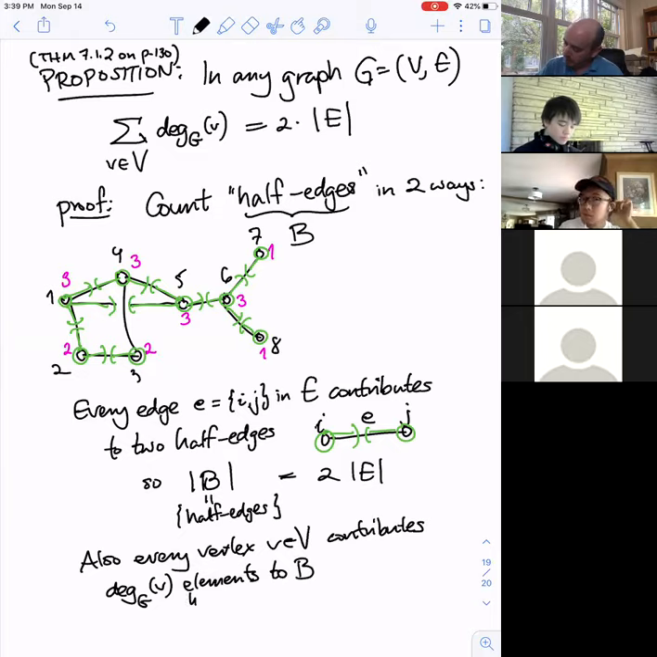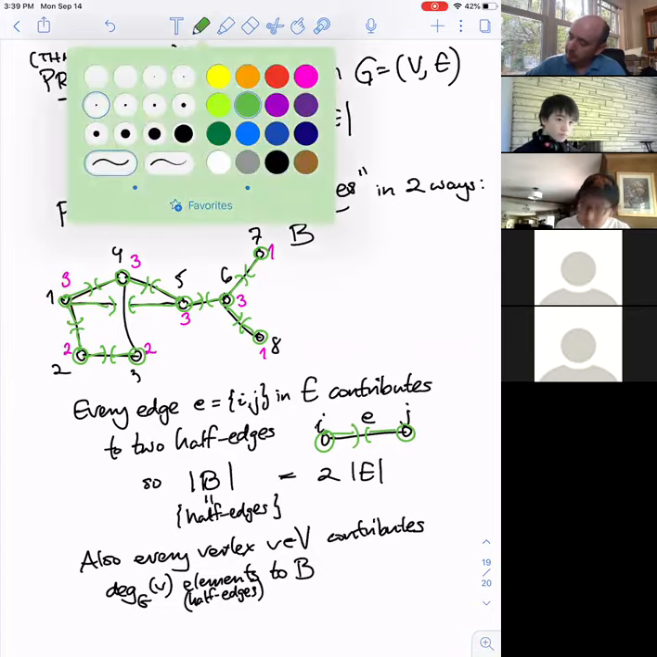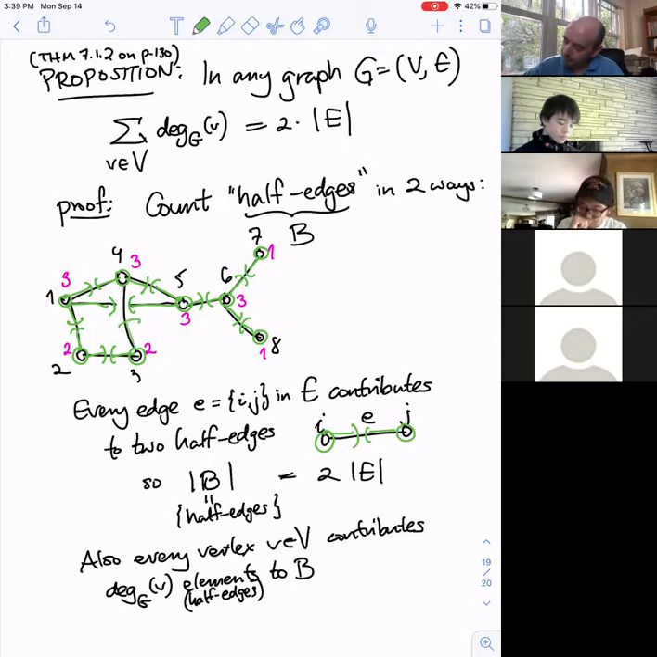When I say elements, I mean half edges. Do we agree? So just to make sure, right? This vertex number 1 contributes these 3 half edges. Vertex 2 contributes, oh, I forgot to color some of them. Excuse me. Vertex 2 contributes these 2 half edges coming out, right? So it's whatever its degree is, that's how many it contributes.